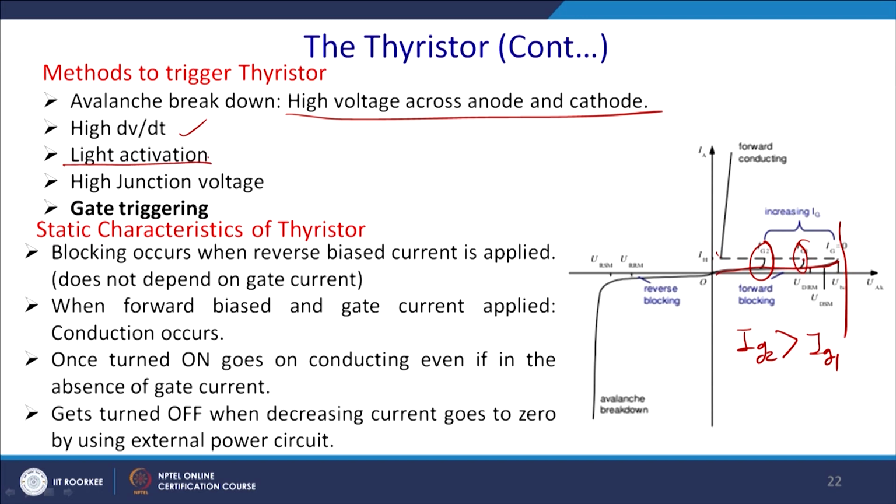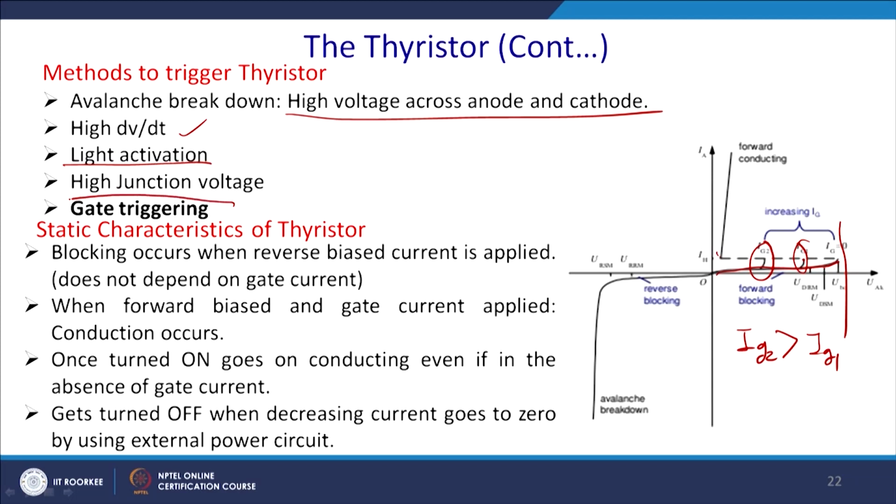And the light activated thyristor is a special kind of thyristor where the depletion region can be reduced by activation of the light or doping charges and high junction voltage. What we generally use is gate triggering. Gate triggering is what we use for triggering a thyristor; that is the common mode of practice. Different kinds of gate triggering can be there, that is RC, or we can have UJT based gate triggering. Different kinds of gate triggering circuits may be used.